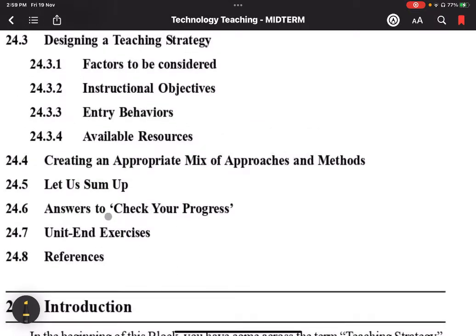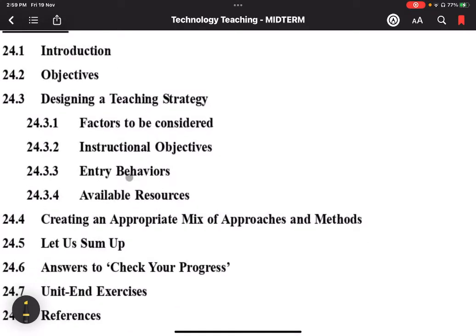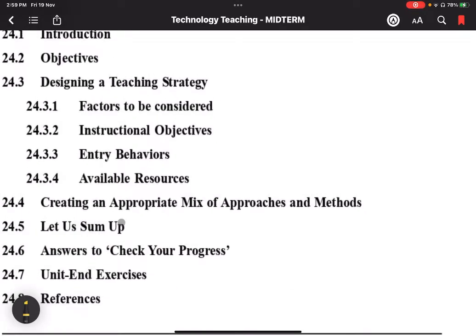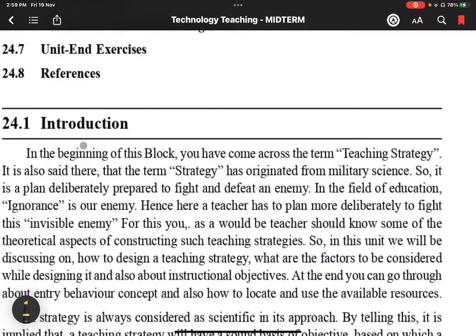And after the end of the lesson, you can answer the available exercises in between these topics, and then you can check your progress or your answers in the check your progress section after the lesson. Let's go with the introduction.